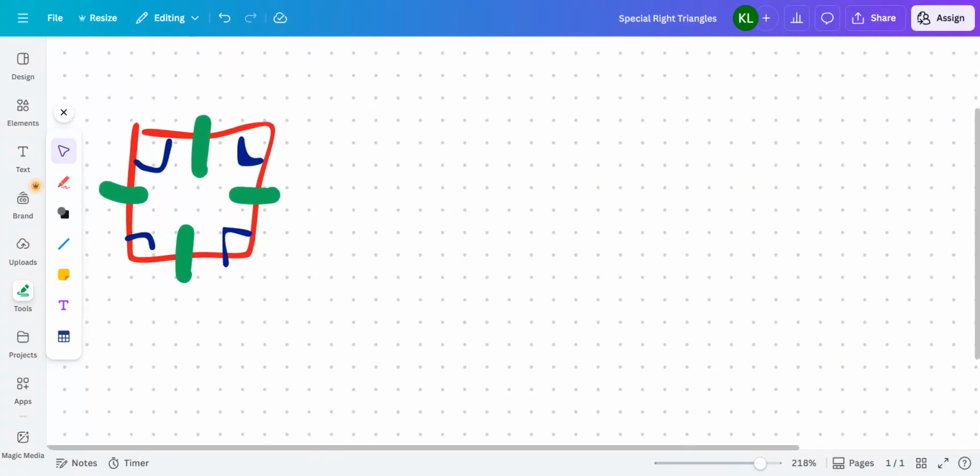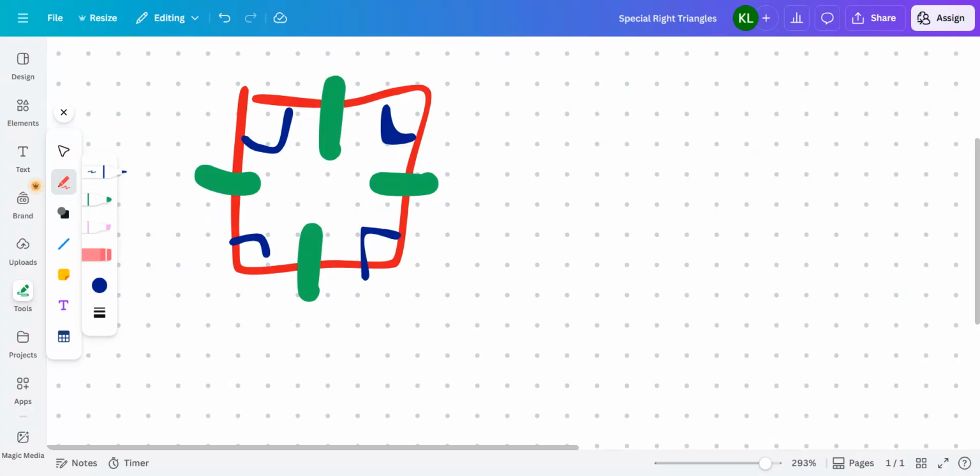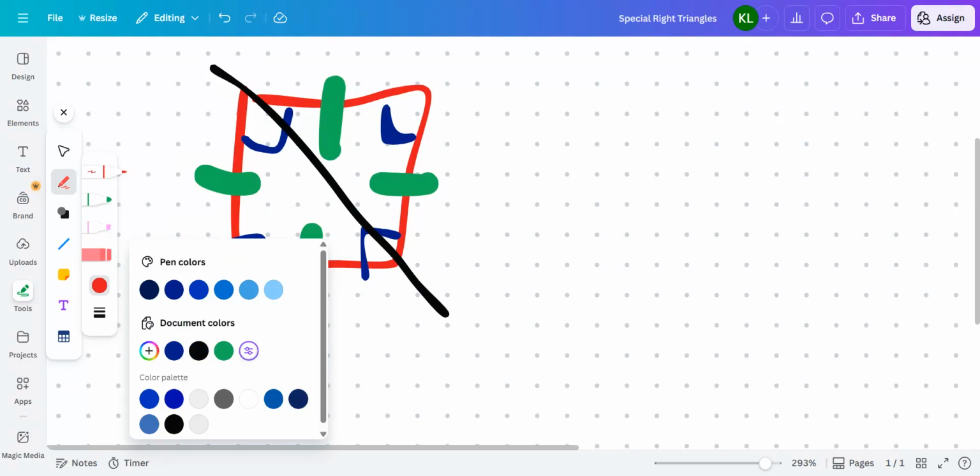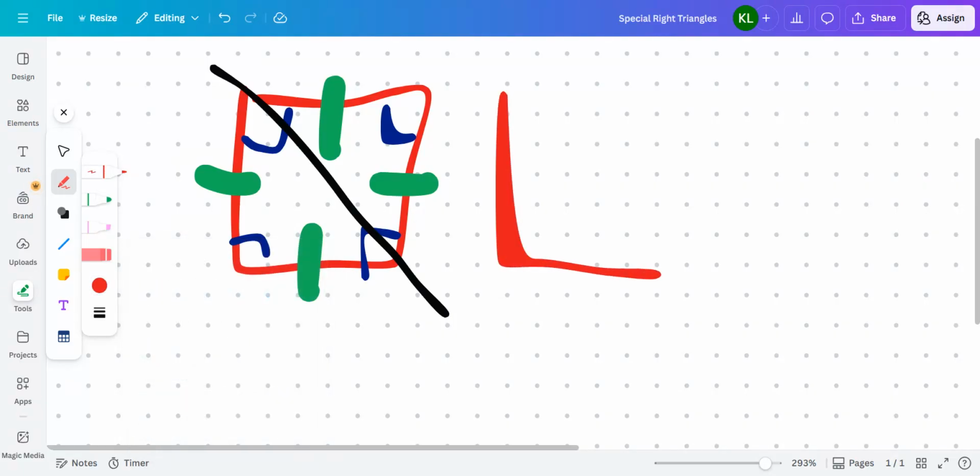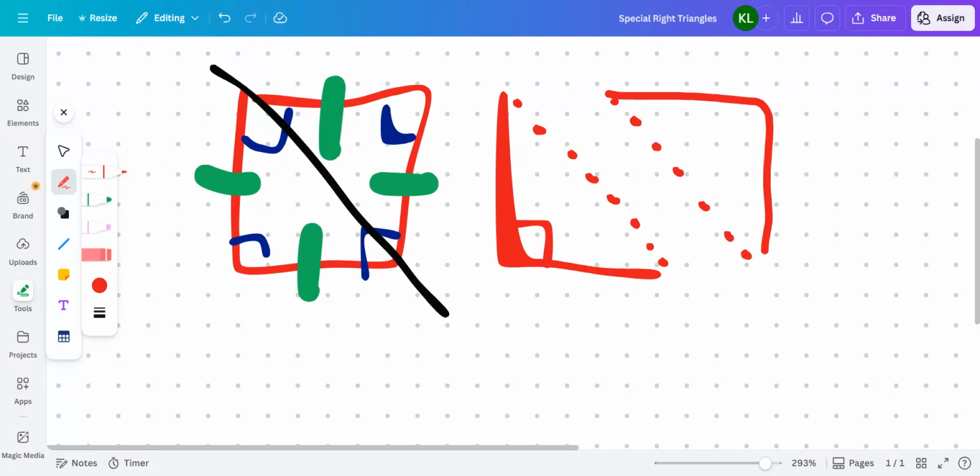If I take this square and I cut it in half from corner to corner, I have two different triangles. I've got a triangle, I'm going to use a dashed line to represent that. I've got a triangle here, and then also I've got a triangle here. And this is actually two 45, 45, 90 triangles.